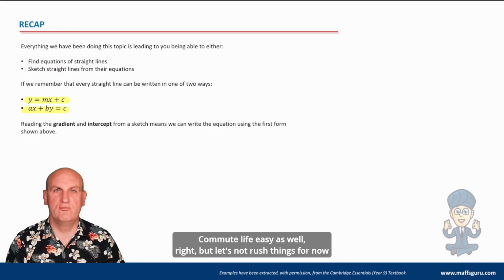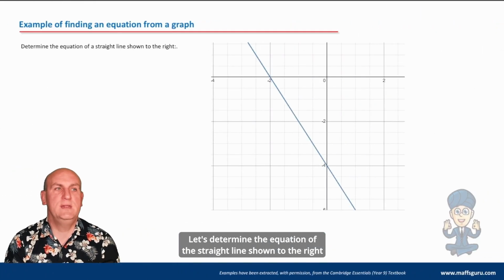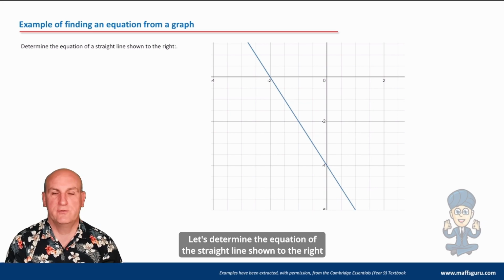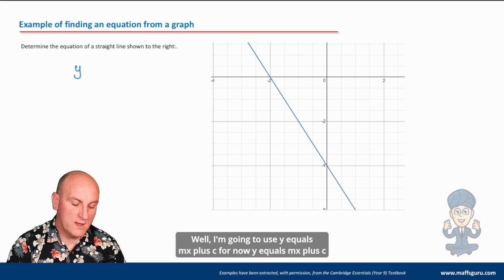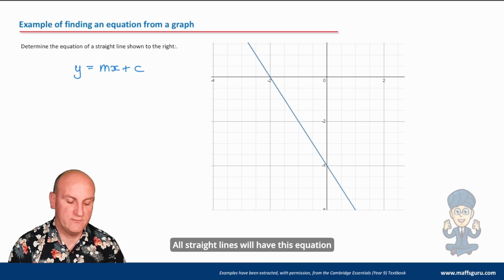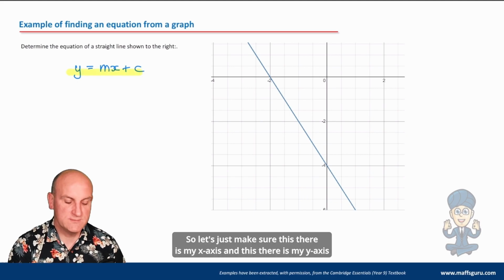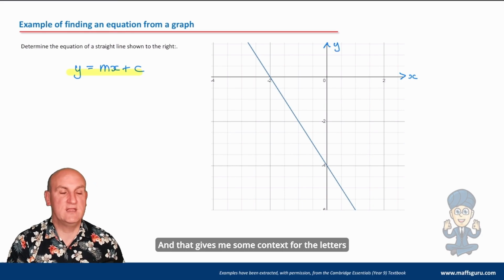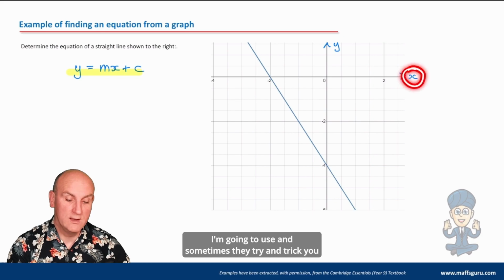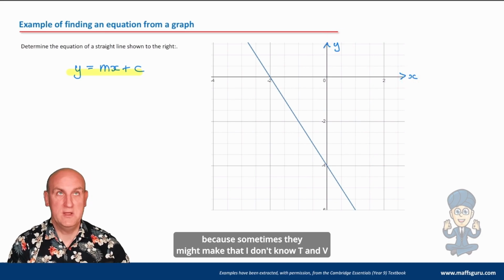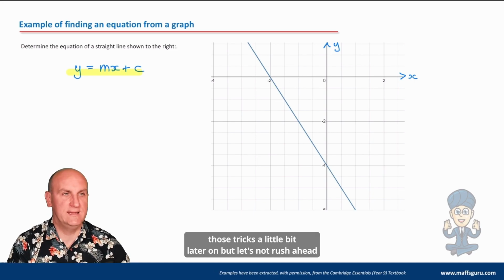But let's not rush things for now. Let's determine the equation of the straight line shown to the right. I'm going to use y equals mx plus c for now. All straight lines will have this equation. So let's just make sure this is my x-axis and this is my y-axis, and that gives me some context for the letters I'm going to use. And sometimes they try and trick you, because sometimes they might make those, I don't know, T and V. Well, if they try and trick you, we're going to see through those tricks a little bit later on.